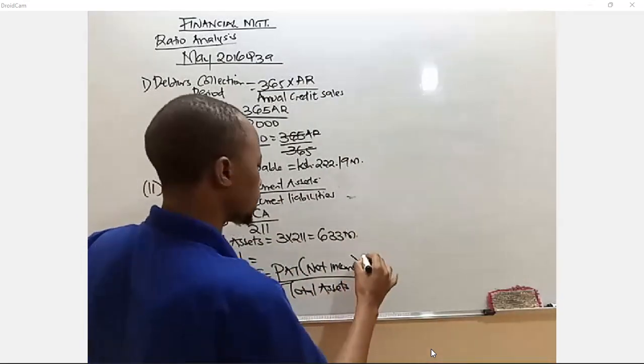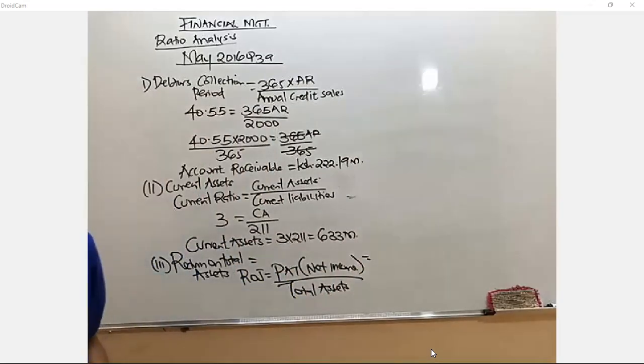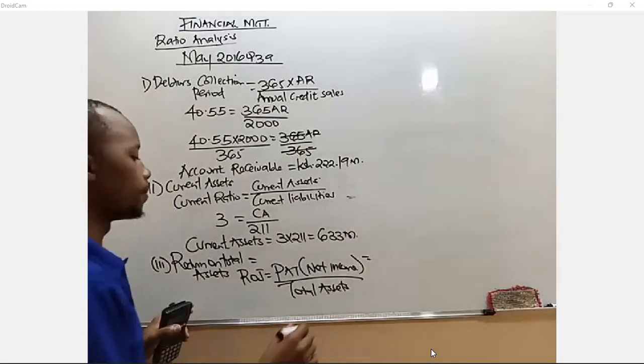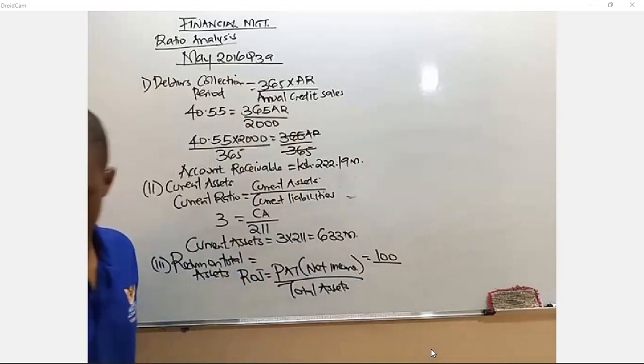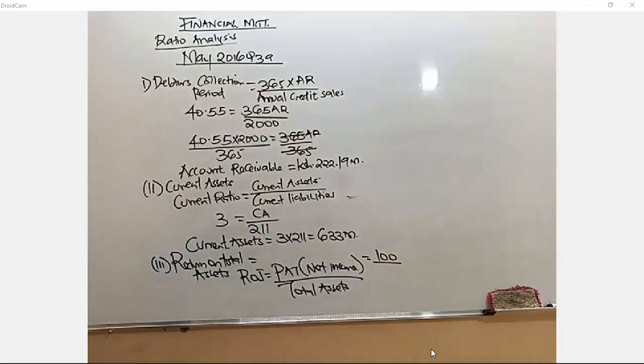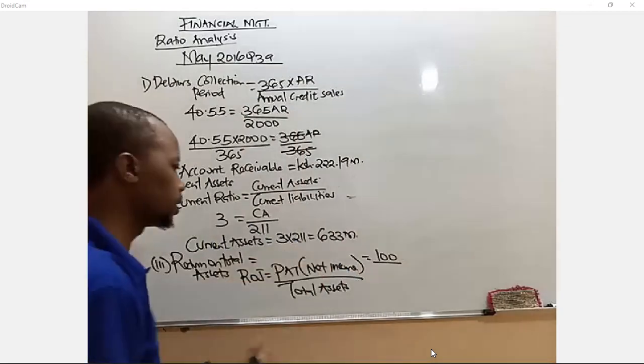What is my net income here? What is my net income? When I look at that question, I can see the net income is 100. How much is our total assets? I remember you have current assets of 633.